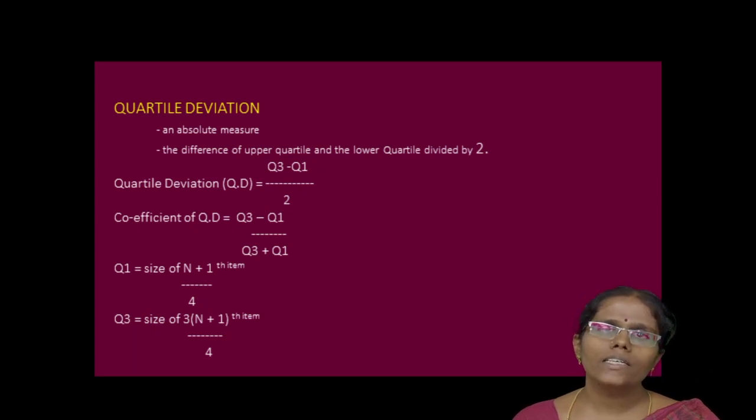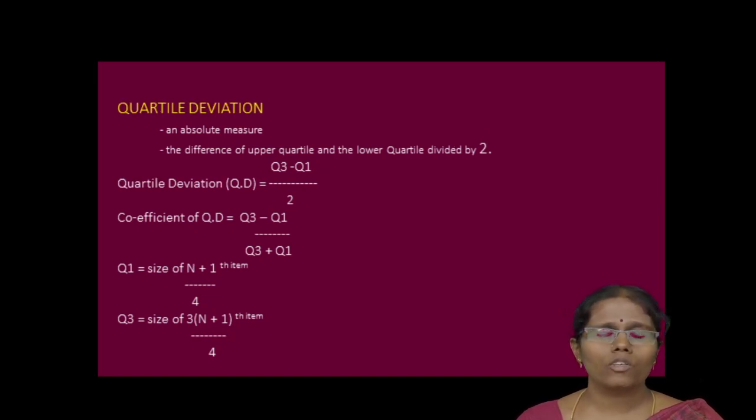Then we have to understand the term quartile deviation. Quartile deviation is an absolute measure of dispersion. It is the difference between the upper quartile and the lower quartile divided by 2. The formula is Q3 minus Q1 divided by 2. Next, the coefficient of quartile deviation: the difference between Q3 and Q1 divided by the sum of Q3 and Q1.